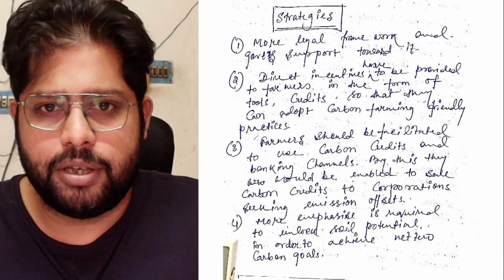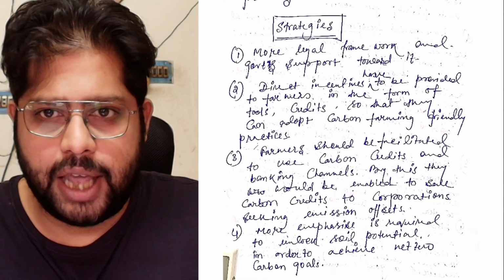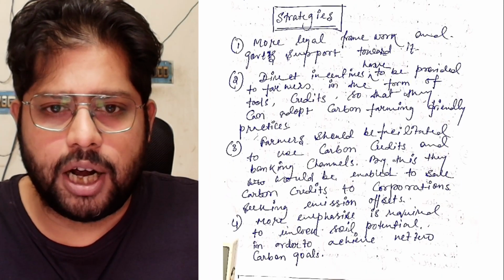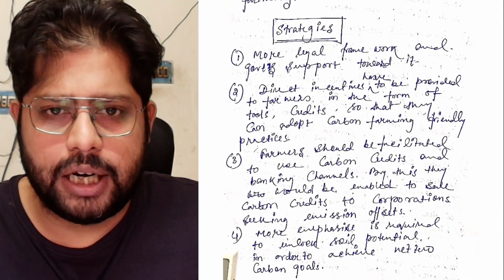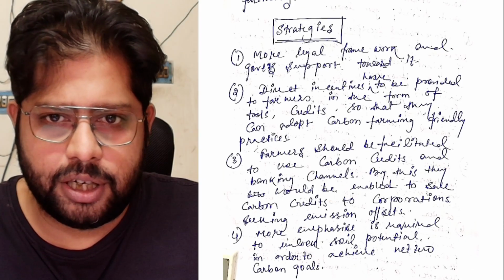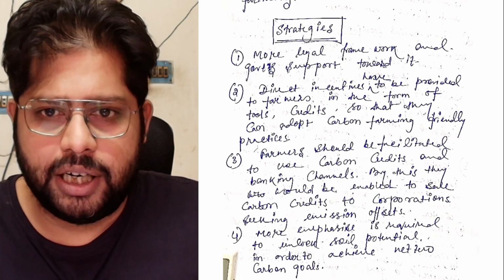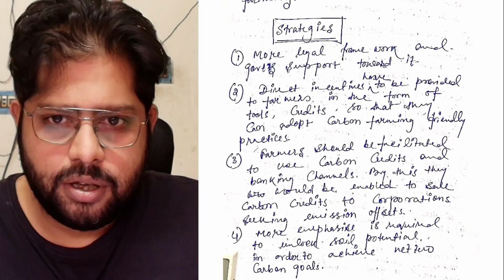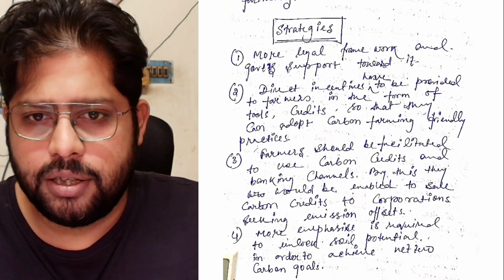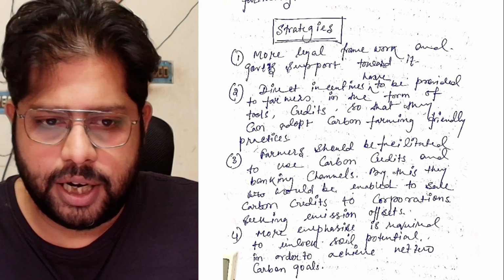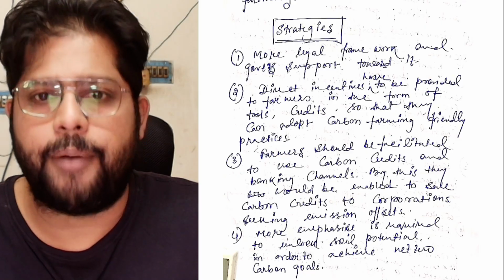Now, strategies. What are the major strategies we can adopt for carbon farming? Look, I have written four strategies. You can elaborate them in the examination if you want, but I have written all of them in just one or two lines.